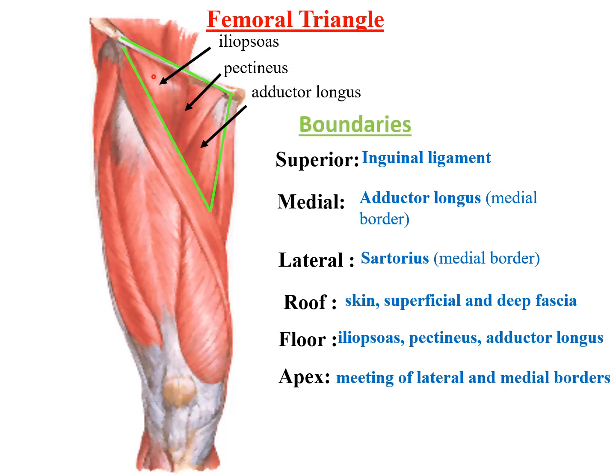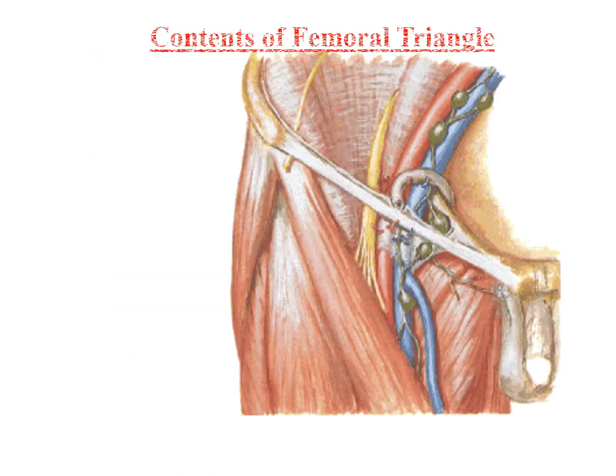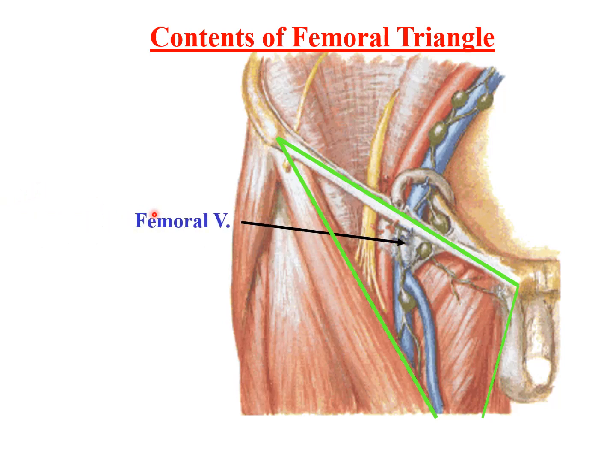And the floor is formed of four muscles from medial to lateral. Firstly, adductor longus. The second one is called pectineus. The third is psoas major. And lastly, iliacus.